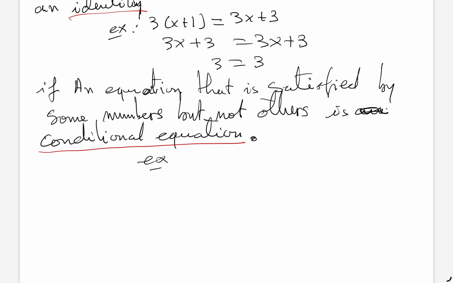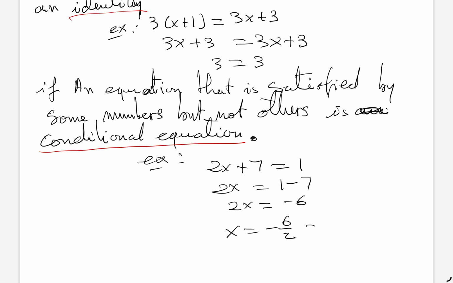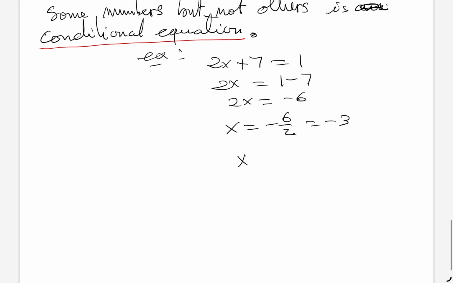For example, let me give you an example. You can have 2x plus 7 is equal to 1. Just for example. If you have to solve this one, again, solving an equation means finding the value of x. So you can subtract both sides by 7. So you have 2x is equal to 1 minus 7. 2x is equal to negative 6. Divide both sides by 2. So x is equal to negative 6 divided by 2, which is negative 3. So x is equal to negative 3.